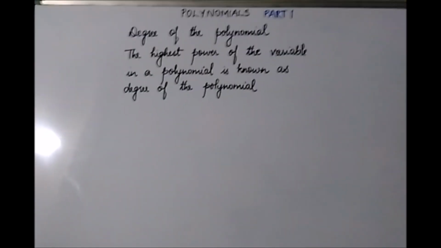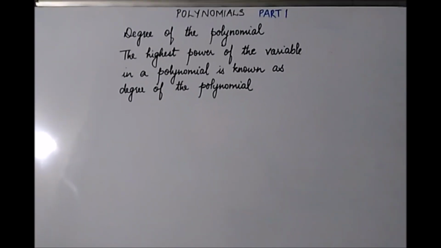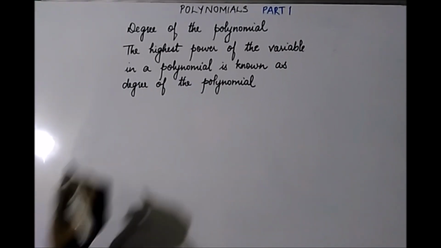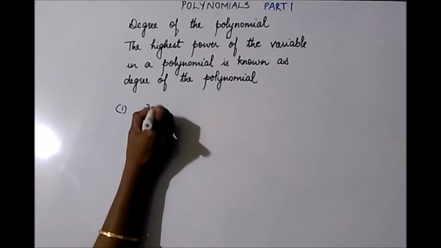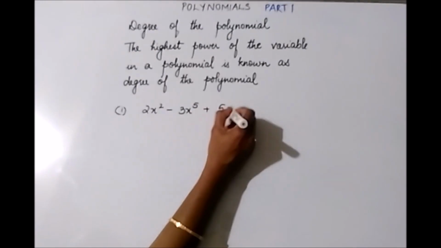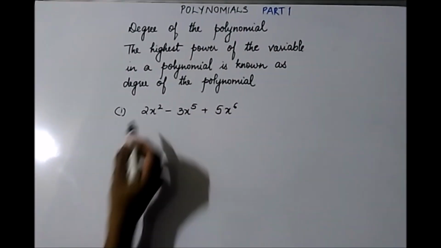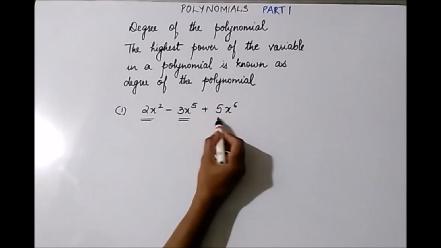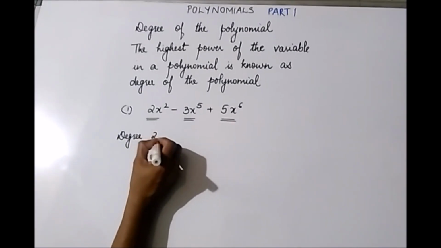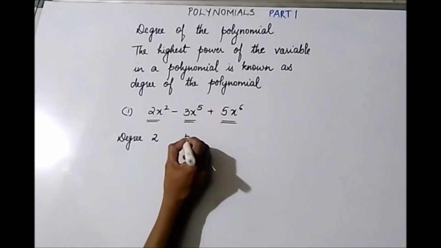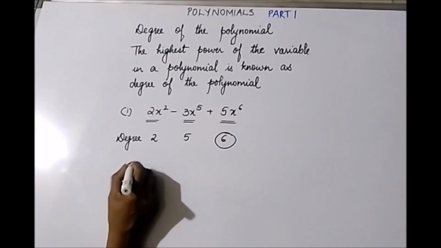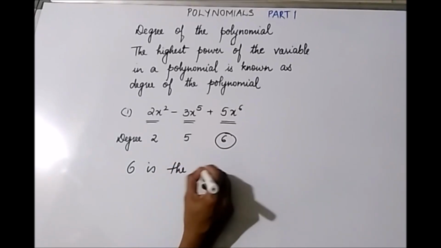Now let us understand what is the degree of a polynomial. The highest power of the variable in a polynomial is known as the degree of the polynomial. If we take an example, 2x square minus 3x raised to 5 plus 5x raised to 6. How many terms have we got? We have got 3 terms. What are the degrees of each term? Degree of the first term, as you can see, is 2. Degree of the second term is 5 and degree of the third term is 6. 6 is the highest power, hence 6 is the degree of the given polynomial.